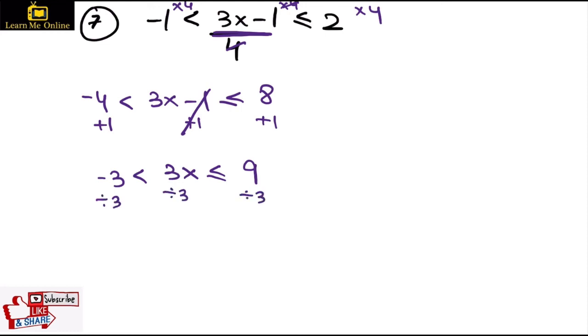How many 3s make 3 would be just 1, so it is minus 1. Then there's just x in the middle. And how many 3s make 9 would be 3. It means that this inequality includes all the values between minus 1 and 3, where minus 1 is not included, but 3 would be included.